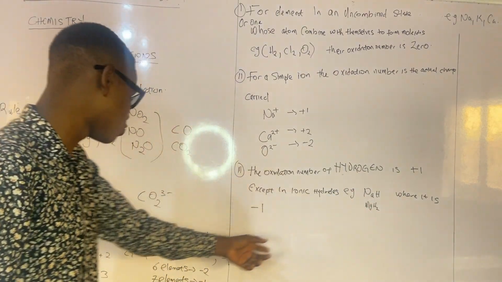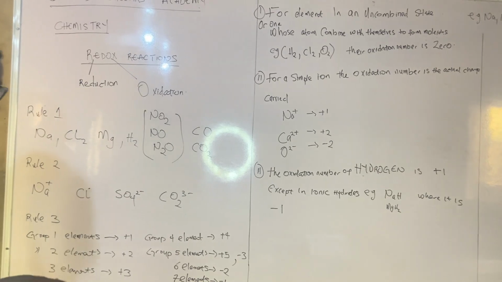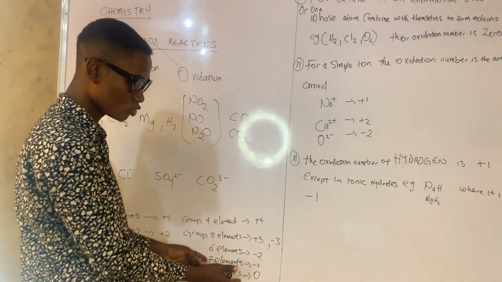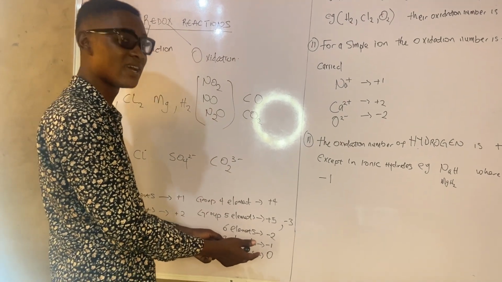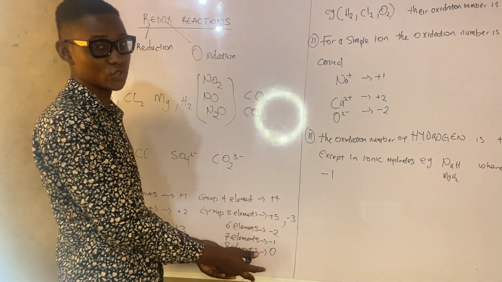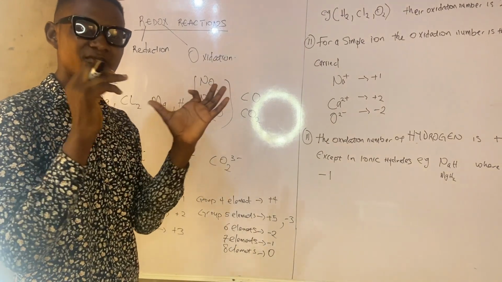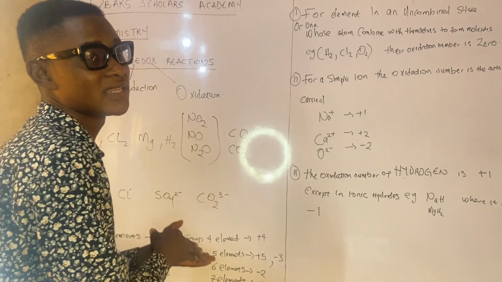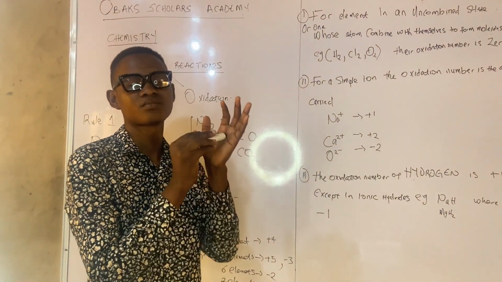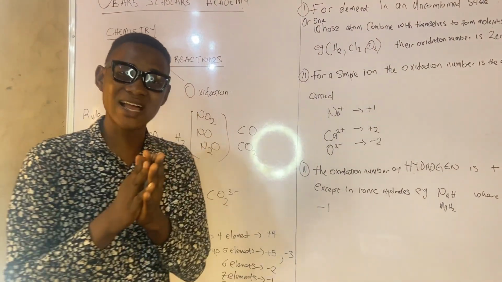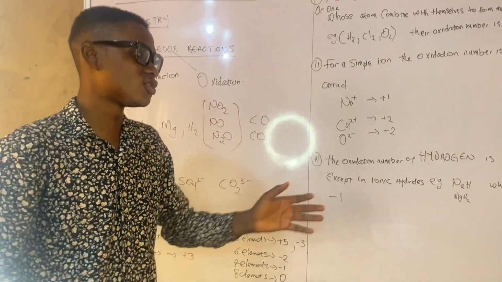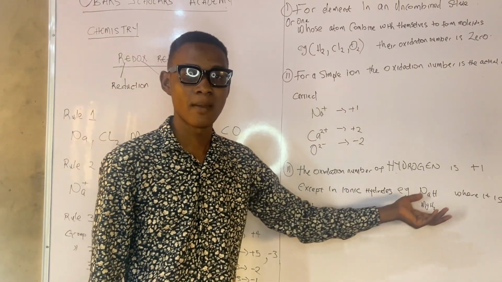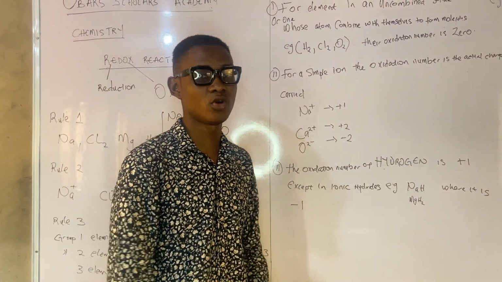Minus 1. That is why you can put hydrogen in group 1 and you can put the same hydrogen in group 7. Because for group 7 elements, their oxidation number is minus 1. So there's no really a particular place for hydrogen in the periodic table. It can behave as a group 1 element and even as a group 7 element. It behaves as a group 1 element when its oxidation number is plus 1. It behaves as a group 7 element when the oxidation number is minus 1. Do you understand?